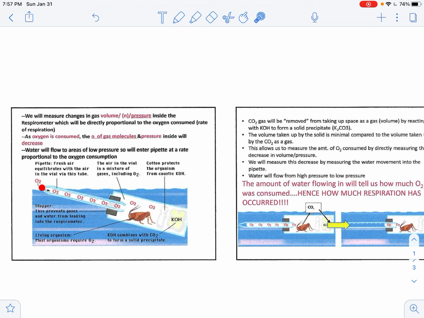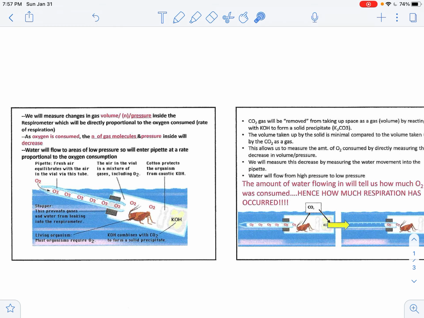Originally this pipette is open to the air, but when we start the experiment, we submerge it in water. As oxygen is consumed in here by the organism, it lowers the pressure in here, creates a vacuum, and then water is going to get drawn in, sucked in from high to low pressure. And if we have a pipette here with lines on it, we can measure how much water comes in, which directly tells us how much oxygen is being consumed. So that's our method. We have to create this respirometer, which is a closed system.